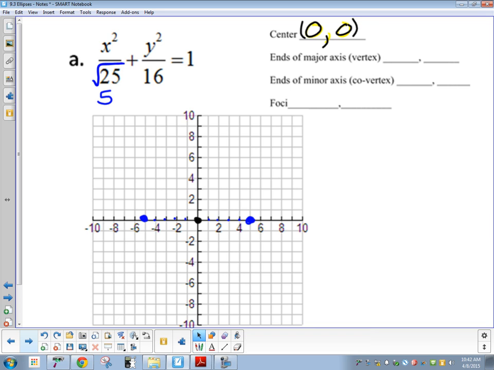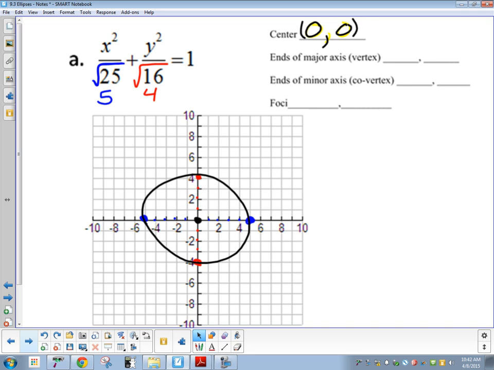Underneath my y, there's 16. I'm going to square root it. It tells me 4. What do you think I'm going to do with that 4? Up 4 and down 4. Why am I moving up, down, up 4 and down 4? It's the y-axis. I'm moving on the y-axis. 1, 2, 3, 4. 1, 2, 3, 4. There's my shape. I'm going to draw an ellipse. Good enough. There's my ellipse.